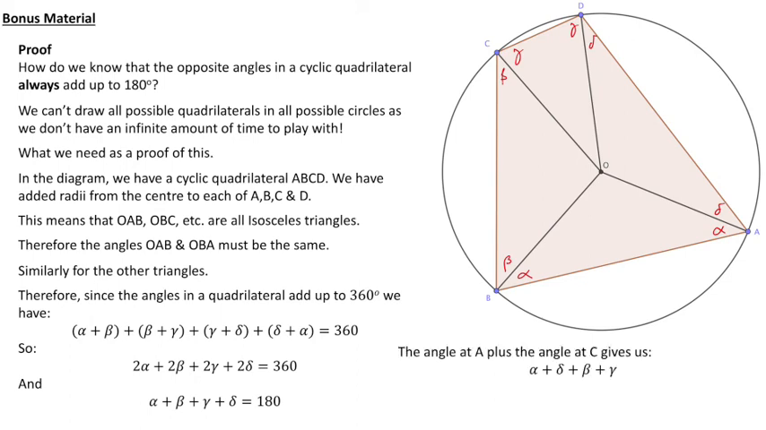Now, the angle at A is alpha plus delta, and the angle at C, which is opposite, is beta plus gamma. So you can see them underlined and marked on the diagram. And if we rearrange that, we have alpha plus beta plus gamma plus delta. So that means our alpha plus delta plus beta plus gamma must be equal to 180. And therefore we've proven that the opposite angles in a cyclic quadrilateral always add up to 180.